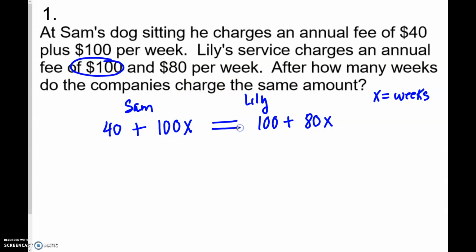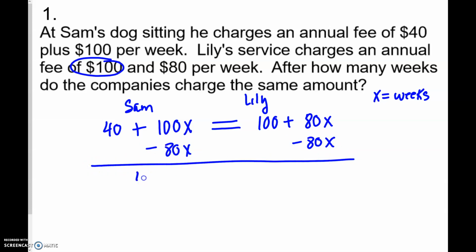When are they equal? Okay, I like to get my letters together first. So I am going to subtract 80x from both sides. So we've got 40 plus, and we've got 100 minus 80 is going to be 20x. And then we still have 100 over here, and 80 minus 80, this is going to cancel out.